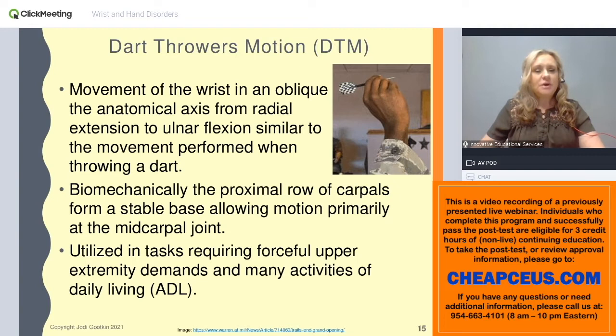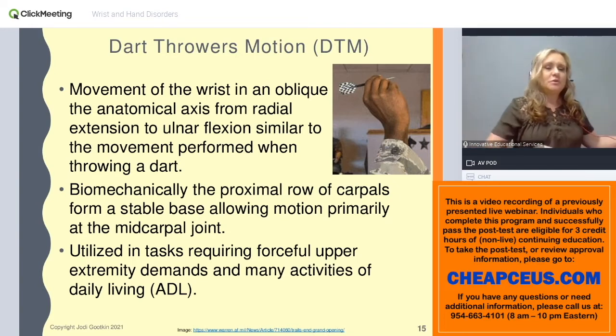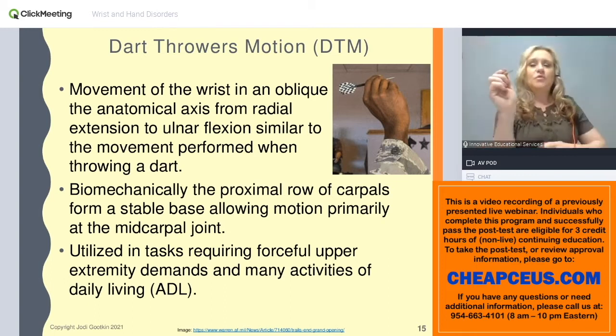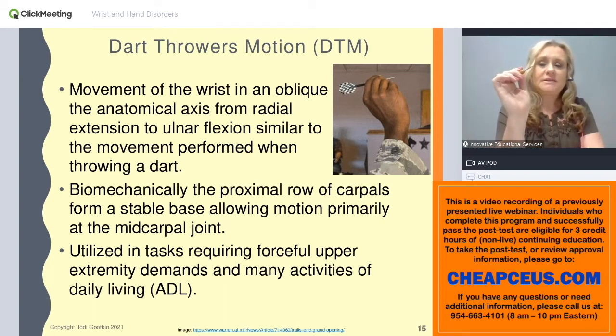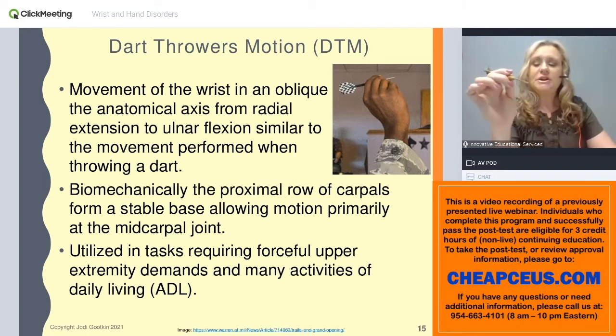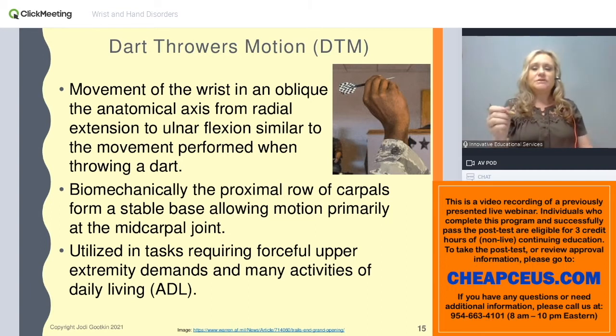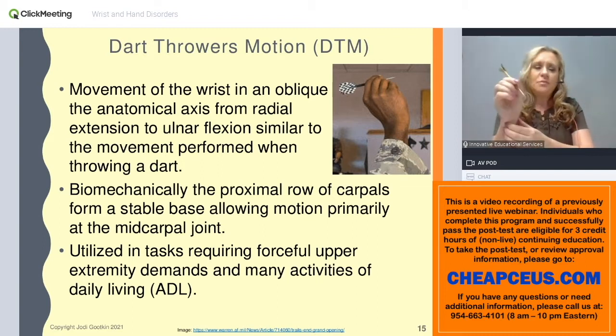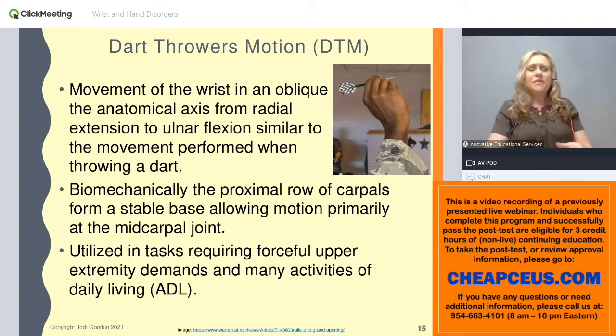More recently, what's become recognized is the dart thrower's motion. And this is looking at another plane of movement in the wrist and hand, and it's as if you were throwing a dart. You're moving from a position of radial deviation and extension to ulnar deviation and flexion. It's also, they say, if you're conducting in an orchestra or fly fishing, hammering, to give you an idea of the movement pattern. And what they're finding is, I kind of think of this as the scaption of the wrist.